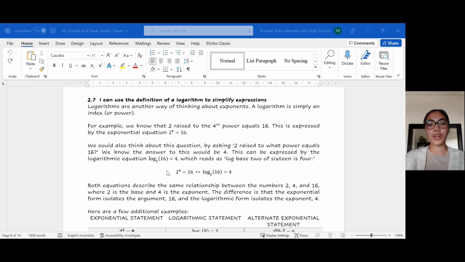We could also think about this question by asking, what is 2 raised to what power gives us 16? And so we know from here, 2 raised to the 4th power is equal to 16. And this is expressed by the logarithmic equation log base 2 of 16 is equal to 4, which reads log base 2 of 16 is 4. So pretty much what we can say is that these two different equations are equivalent. They mean the same thing.